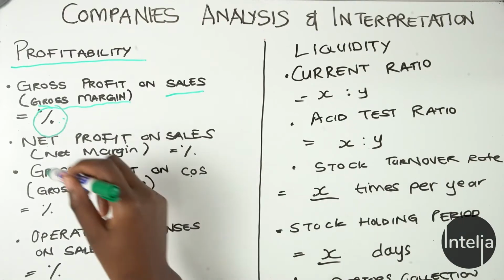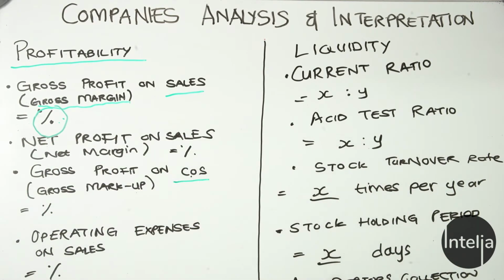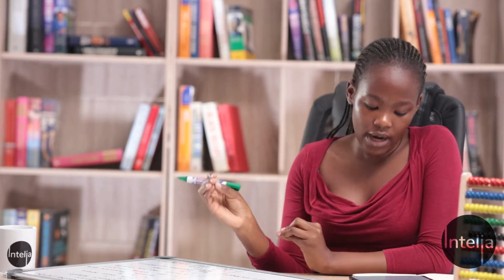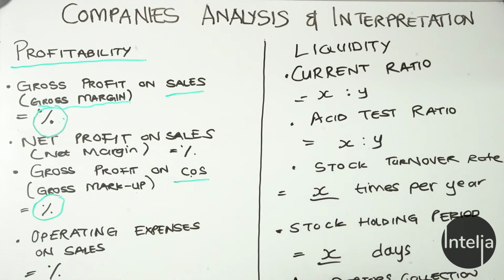Then the next indicator we're going to look into is the gross profit on cost of sales. This is also called gross markup. I did say you should know by now how to calculate markup. If you do not, please go back and look into that. This also is a percentage, very important to note.